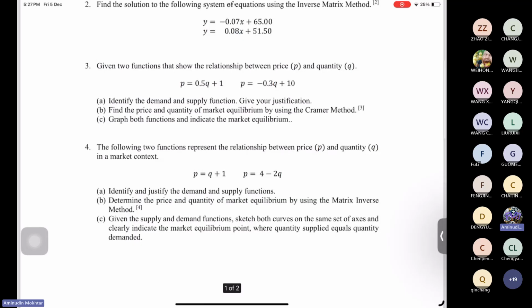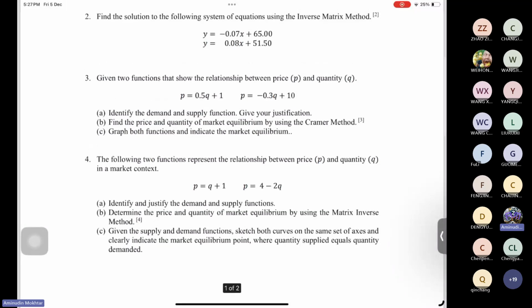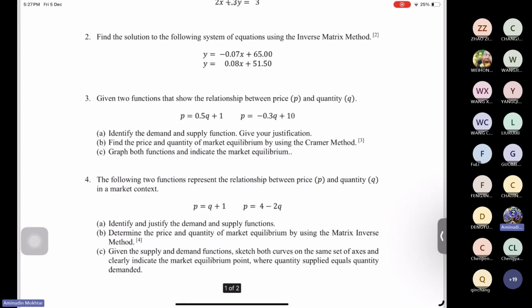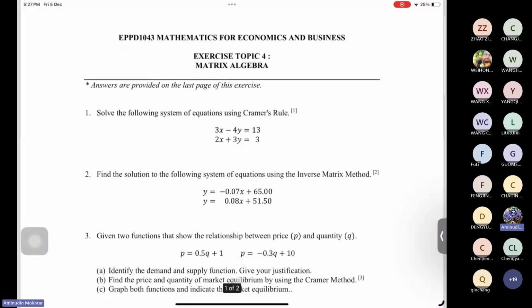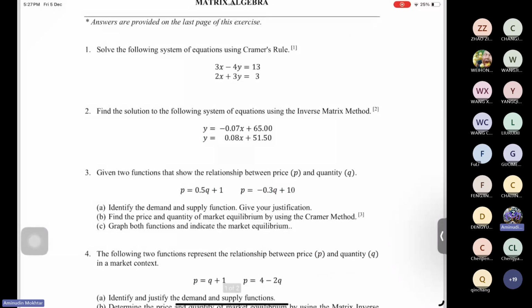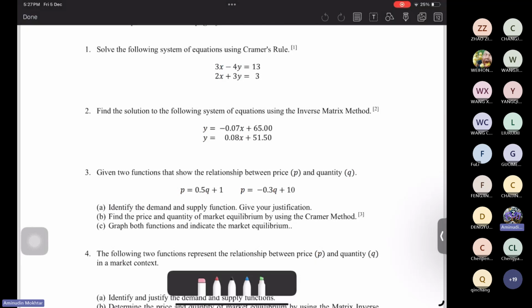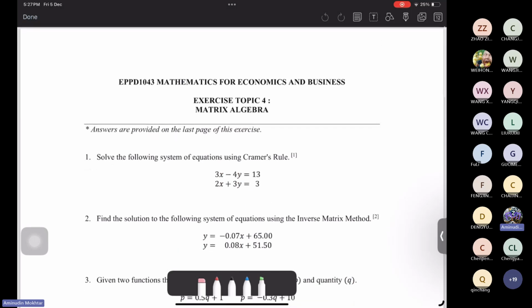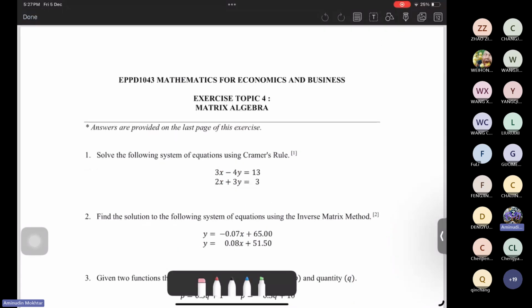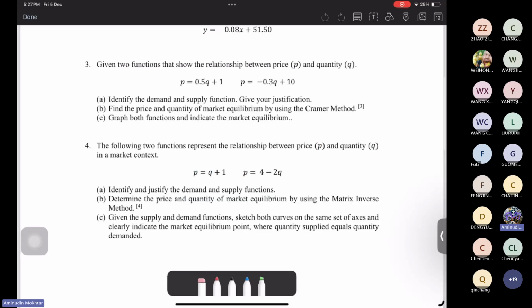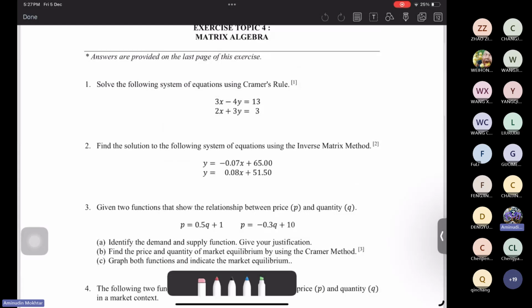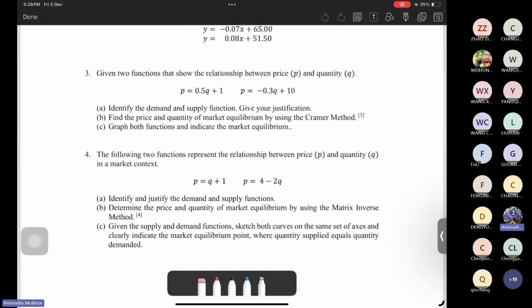Before that, I will choose one question here. I hope you can pay attention to how to answer this question. I will explain it. This is question number 3. Please refer to the exercise for topic 4, which you can download from UKM folio. I hope you can answer all the questions because they are included in our midterm test. Let's focus on question 3.